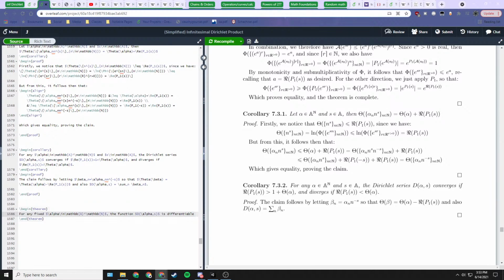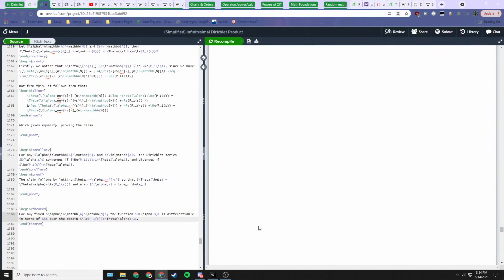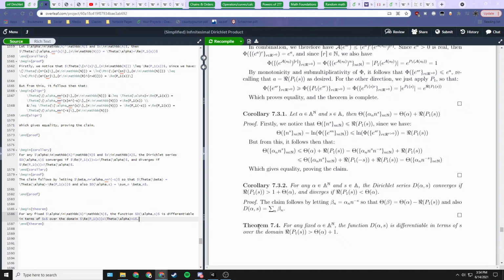We've been going for actually 3 hours, so we could probably stop. I will type out this theorem and then we'll get back to it next time. The proof, I mean. The function is differentiable in terms of s over the domain real part p1 of s strictly greater than theta alpha plus 1. Okay, we'll get back to this next time.